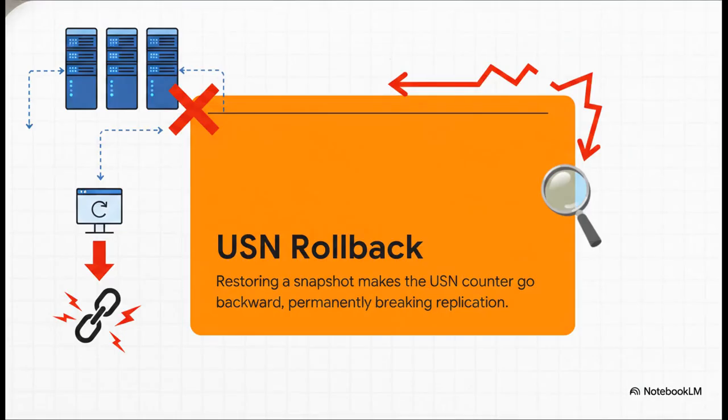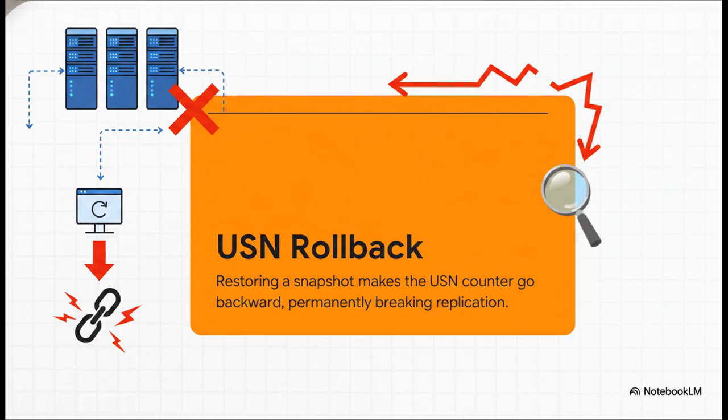Okay, I need to put my mentor hat firmly on for a second here and warn you about a massive exam red flag. This is a very real resume-generating event, the USN rollback. If you ever restore a domain controller by just blindly rolling back a virtual machine snapshot without using proper AD-aware procedures, that USN counter goes backward. Other DCs see a lower number, they assume they already have that data, and they permanently stop replicating with that rolled back DC. The only fix? A complete demotion and rebuild of that server.